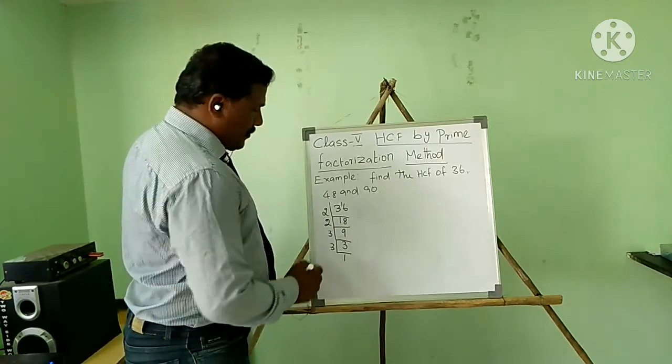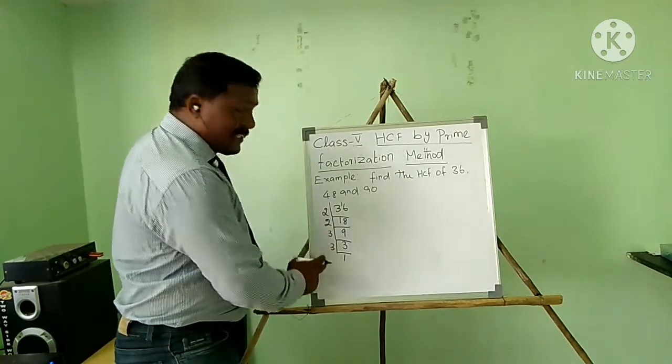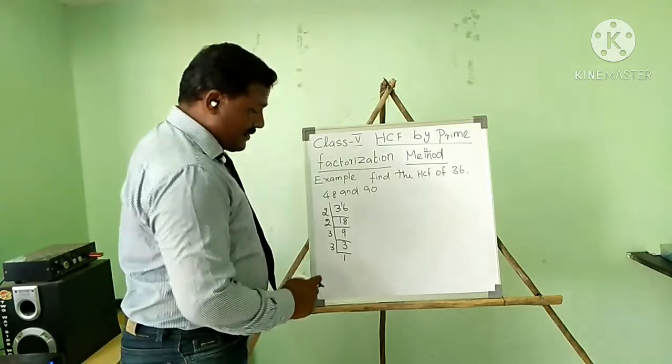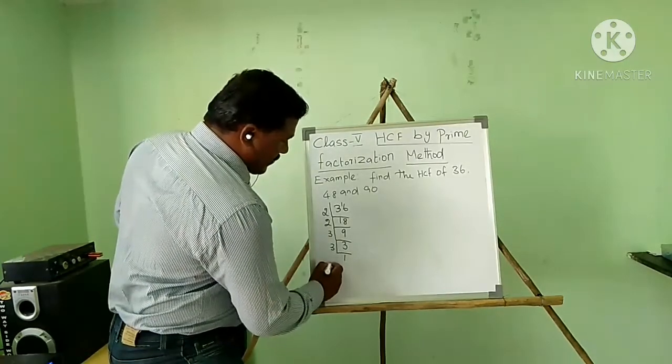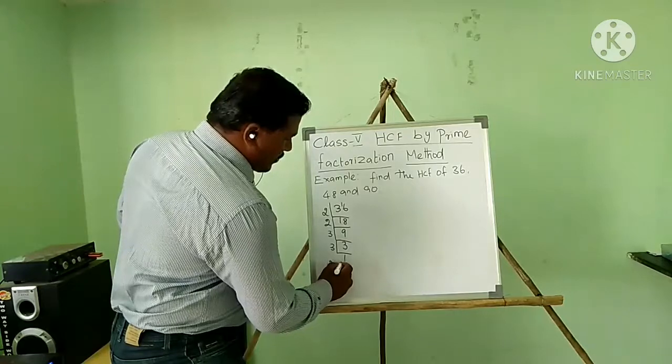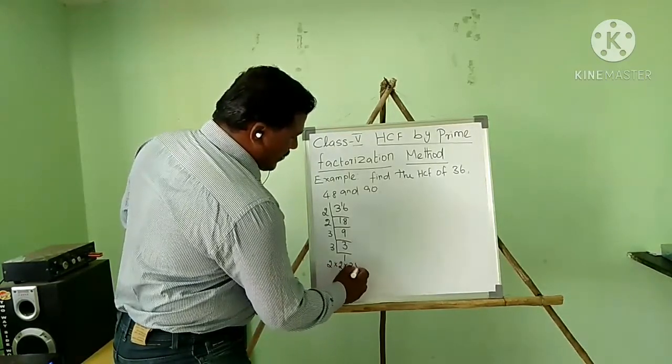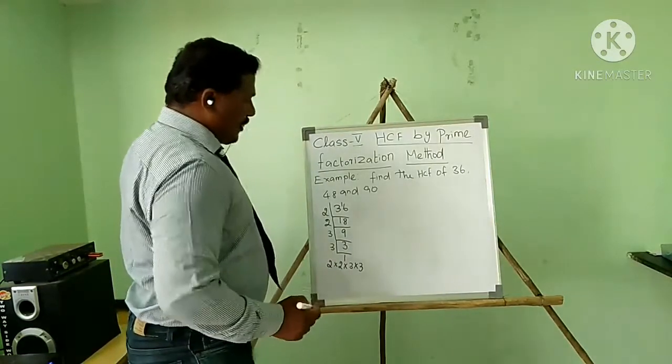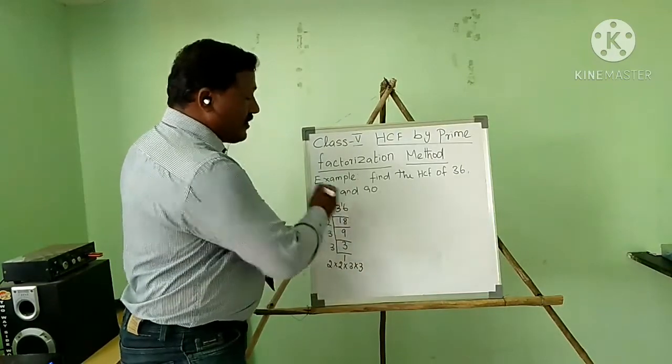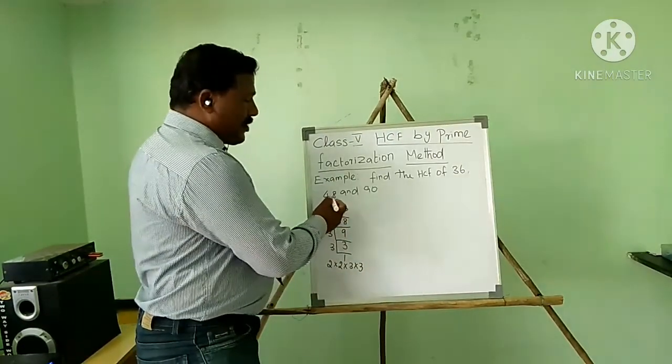Okay. So now let me collect the factors. So 2 times 2 times 3 times 3. So these all are prime factors of 36. Let me find 48.